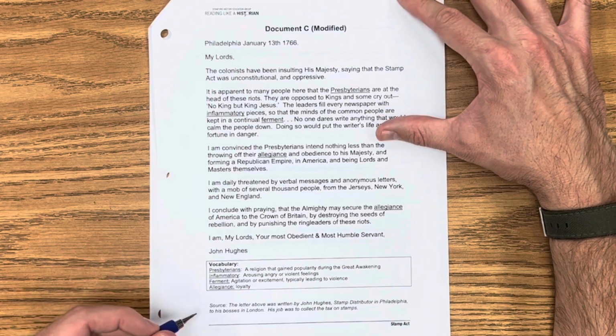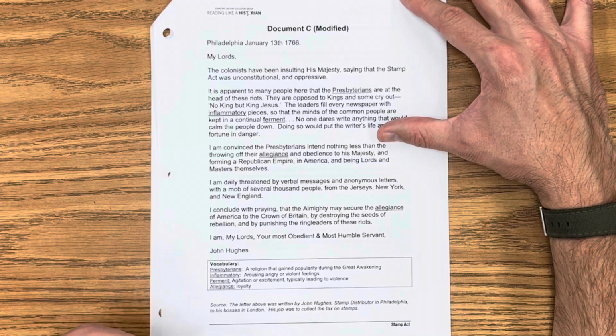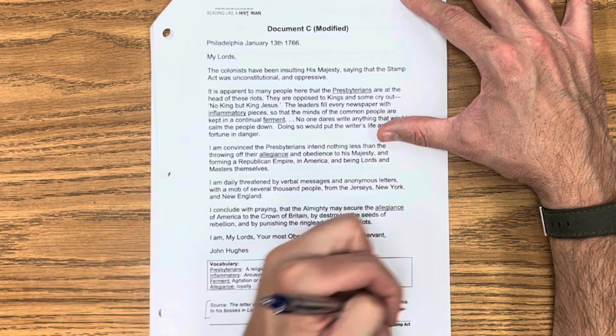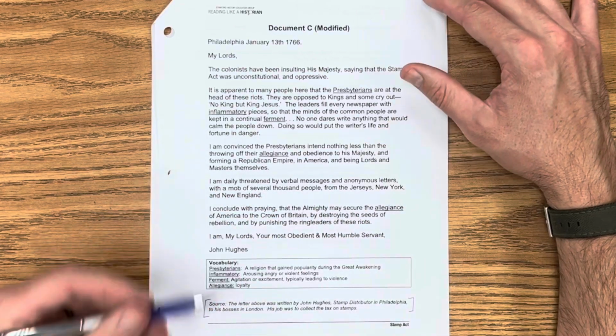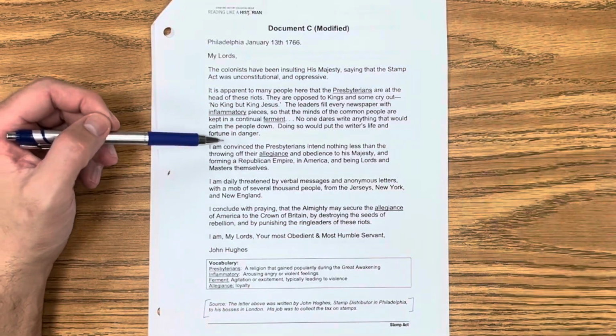All right, so interesting. So he is a tax collector. He is the one who's enforcing this law. He's in Philadelphia, and he's writing a letter to his bosses. So one of the things that we want to do is we look at multiple primary source documents, which all three of these documents are, right?